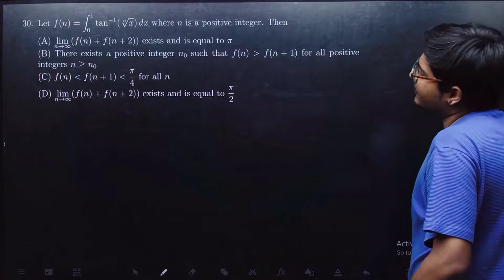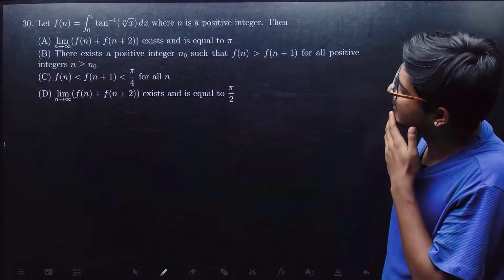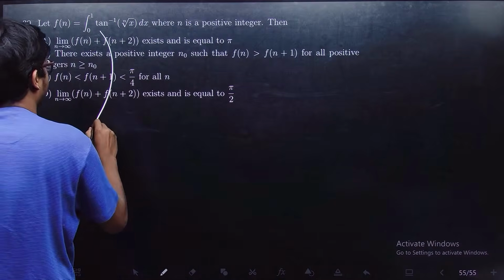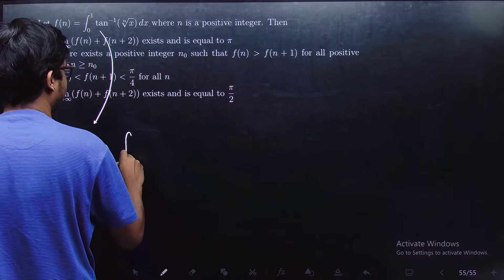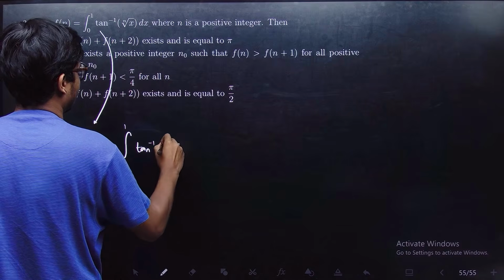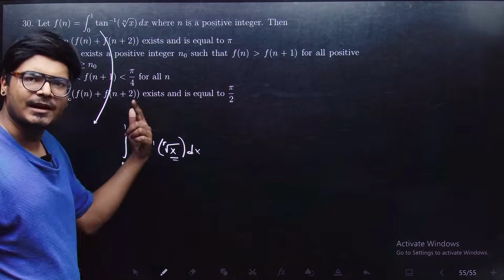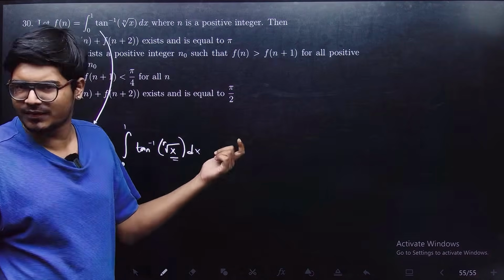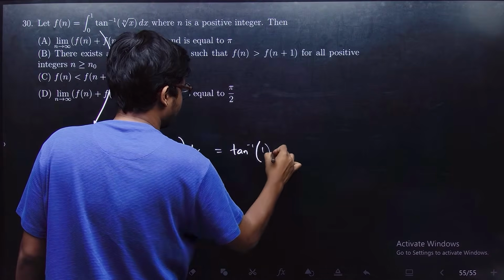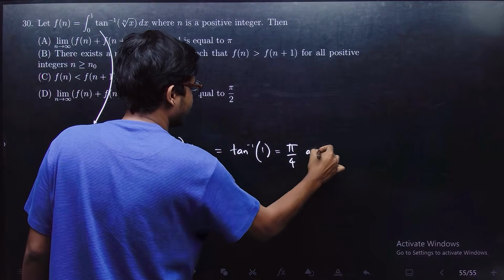Coming to question 30. Define a function fn which is integral 0 to 1 tan inverse of nth root of x dx, okay? Then which of the following is true? Right. So if you observe carefully, as n goes to infinity, the nth root is going to be x to the power 1 by n, right? So as n goes to infinity, this approaches 1, right? So this will just turn out to be tan inverse 1, okay? That is pi by 4, right? As n goes to infinity.